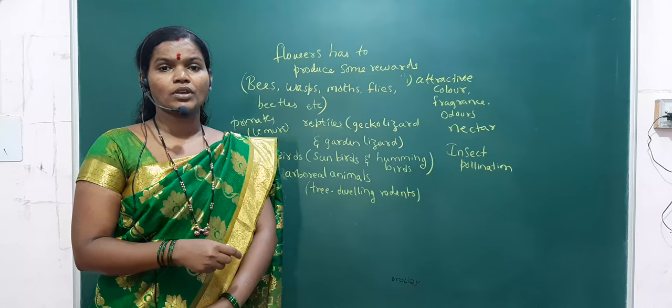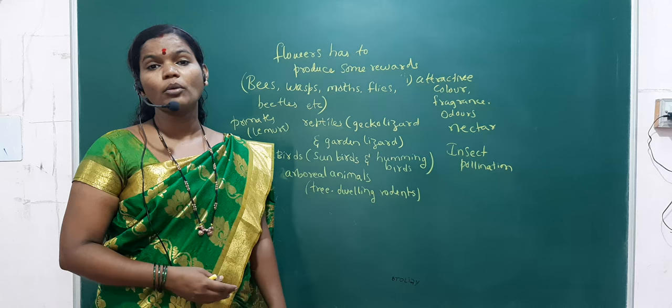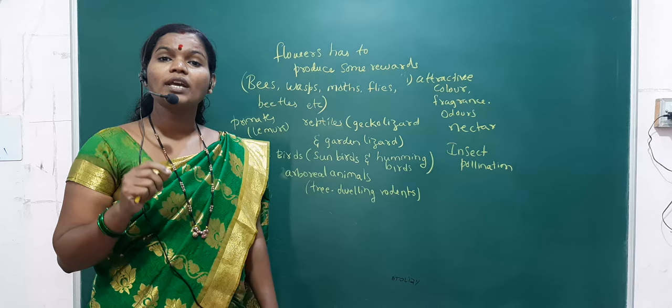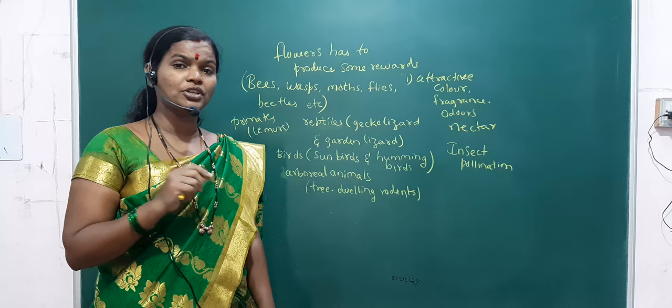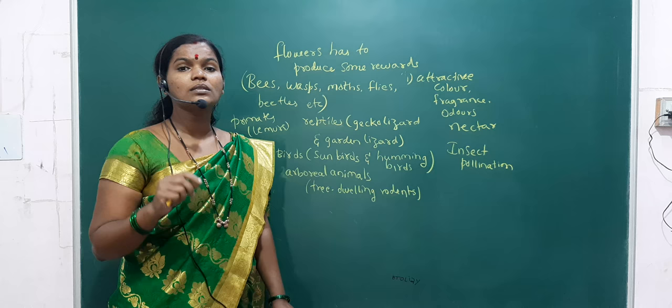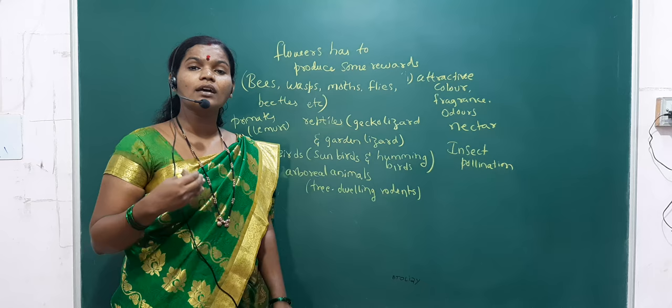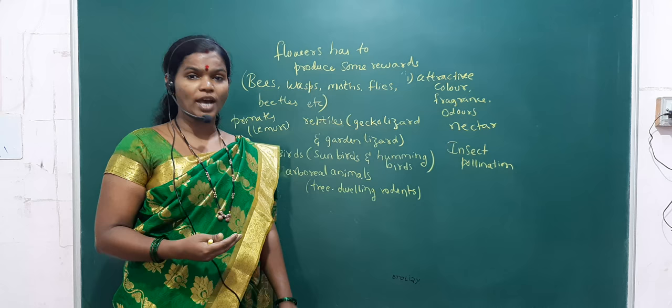Now what is the meaning of dominating pollination? That means most of the pollination in the angiosperms occurs by the insects. So that is why we say that insect pollination is the dominating pollination in the angiosperms.